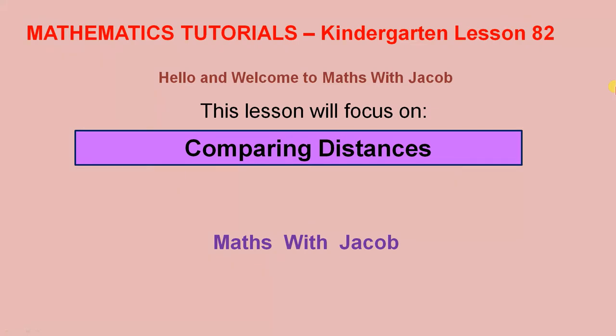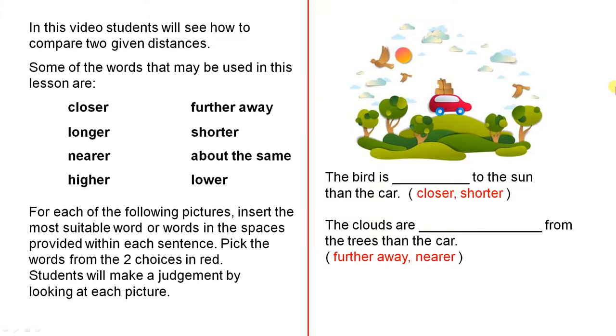This lesson will focus on comparing distances. In this video, students will see how to compare two given distances. Some of the words that may be used in this lesson are closer, further away, longer, shorter, nearer, about the same, higher and lower. For each of the following pictures, insert the most suitable word or words in the spaces provided within each sentence. Pick the words from the two choices in red.